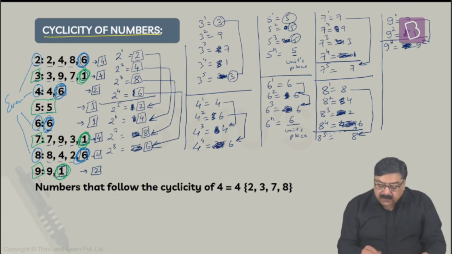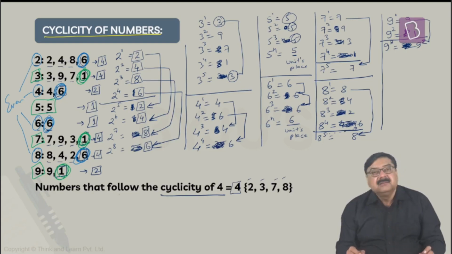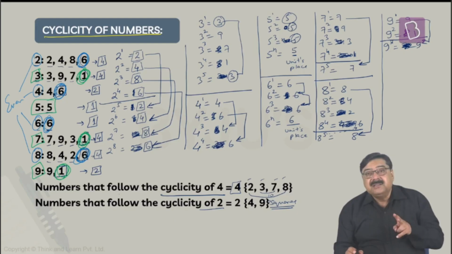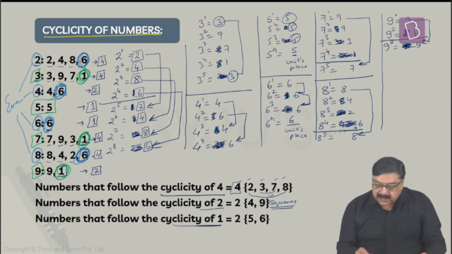So numbers that follow the cyclicity of 4, there are 4 such numbers: 2, 3, 7, 8. You can easily memorize them. See, 2 plus 8 is 10, 3 plus 7 is 10. So these are complements of 10. Numbers that follow the cyclicity of 2 are only 2, 4 and 9. And incidentally, these are squares as well, aren't they? So you can remember that the 2 numbers which are squares from 2 to 9, which are those 4 and 9, their cyclicity is 2. And numbers that follow the cyclicity of 1, there are only 2 such numbers, which are those 5 and 6.